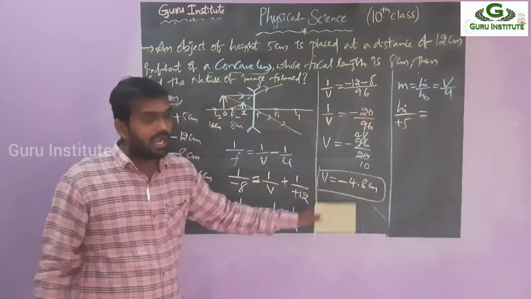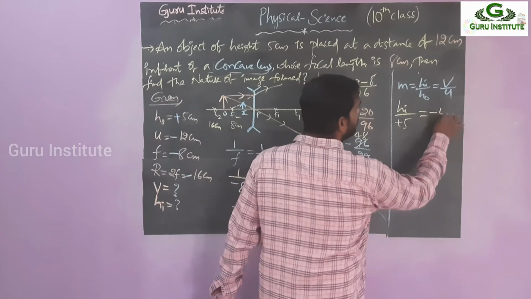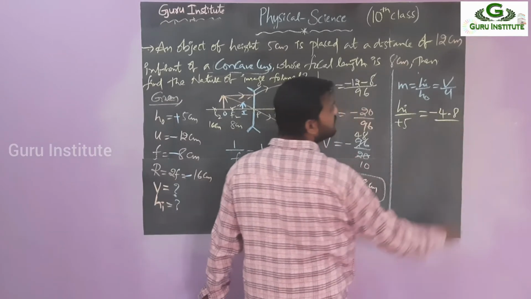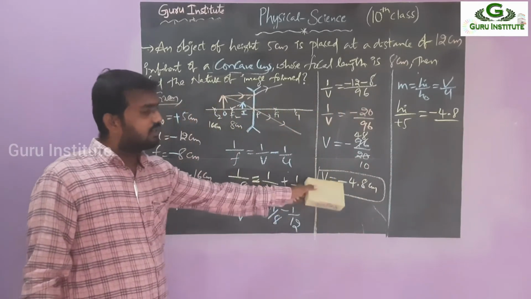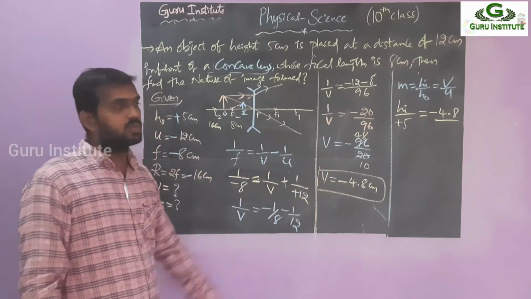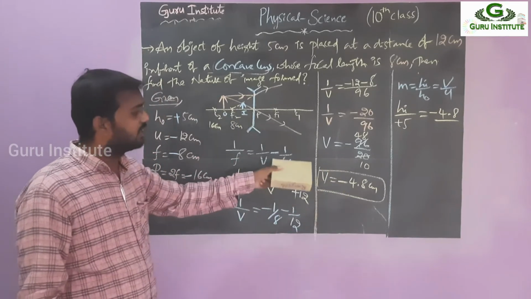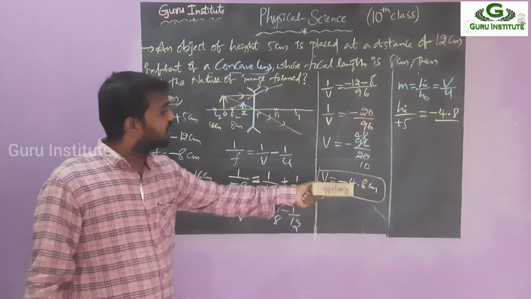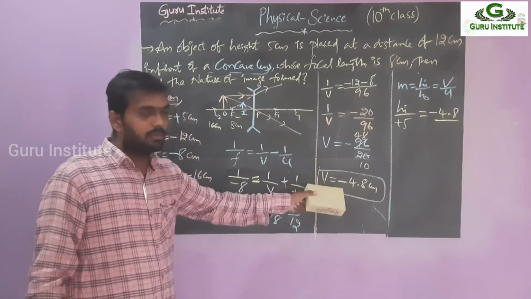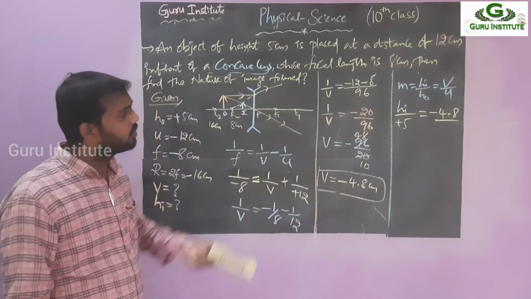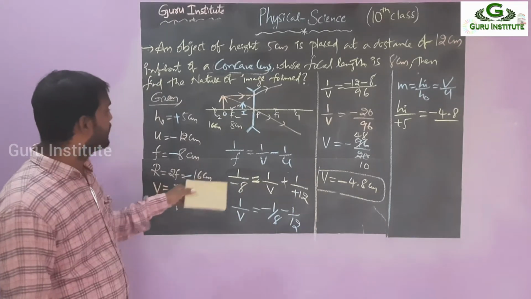What do you get? V is minus 4.8, right? So this minus indicates what? Virtual image it shows, right? So minus, okay. What does it mean? Minus 4.8. So if you get minus, that is which one? Concave lens. Minus 4.8 as is. Why? Because we are applying the sign convention.